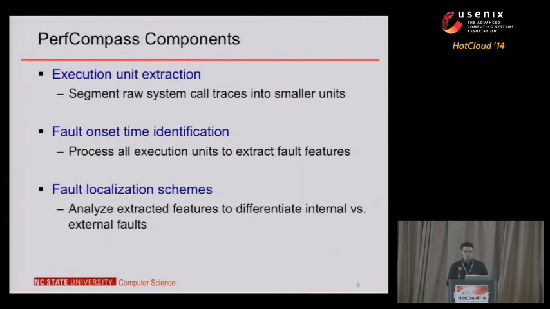So here are the three components of PerfCompass, and I'm going to talk a little bit more about them in detail. The first is execution unit extraction. We have these large raw system call traces, and what we need to do is break them down into small groups of closely related system calls. From there, fault onset time identification figures out what execution units have been affected by the problem and also how quickly they were affected. So we can determine if it's a direct impact or an indirect impact on this execution unit. And then we use that in our fault localization schemes to tell us if it's internal versus external.